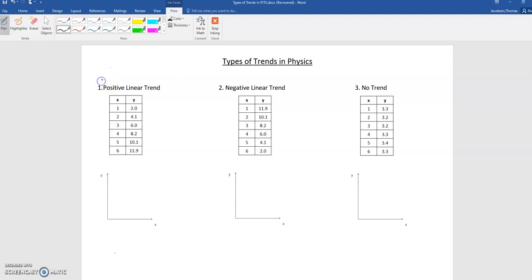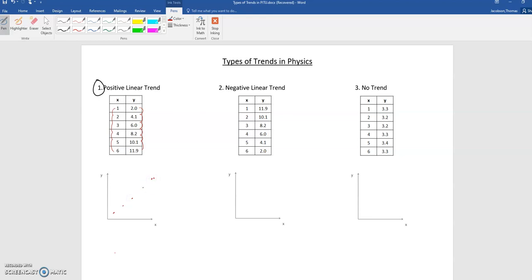So the first type of trend is a positive linear trend. Positive linear trend means as x increases, in this case from 1 to 2 to 3 to 4 to 5 to 6, you'll notice that the dependent variable y also increases from 2 to 4 to 6 to about 8 each time. When we were going to graph this, if we were to go to graphing software, we would see points that look like this.